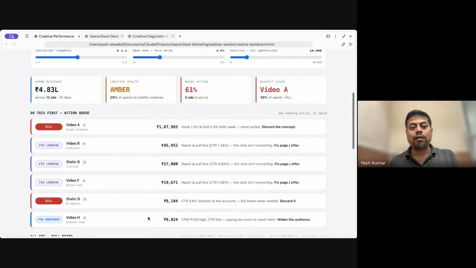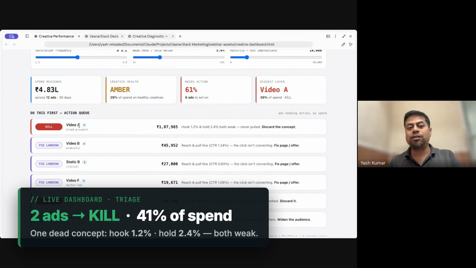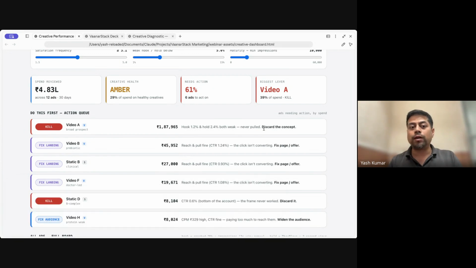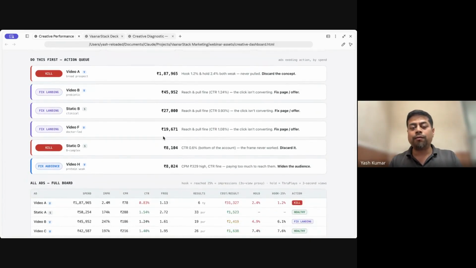The dashboard then talks about the different videos and statics that are there. I've intentionally anonymized all this data so as not to showcase who the client is, but for example, this particular ad is showing a hook rate of 1.2% and a hold rate of 2.4%. Both are weak. So it is a concept which is not working, and we are spending a lot, so we need to kill that particular concept, right? This is a way in which a lot of this analysis can be done by Claude, and it will get presented to you in a form that you can take actions on directly.